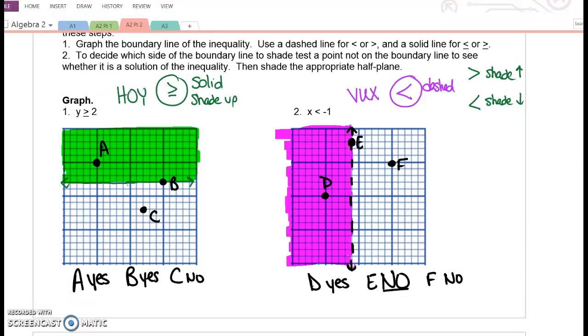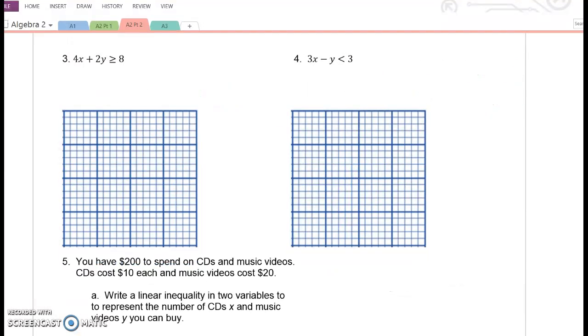So notice a point on a solid boundary line is a solution. A point on a dashed boundary line is not a solution. Now technically we have learned how to graph using standard form. So if we wanted to look at this and do 4x is greater than or equal to 8, find your x-intercept. 2y is greater than or equal to 8, find your y-intercept. We could. The problem with graphing standard form is that you absolutely have to test a point to figure out which side to shade on. You can't just do greater than means shade up.